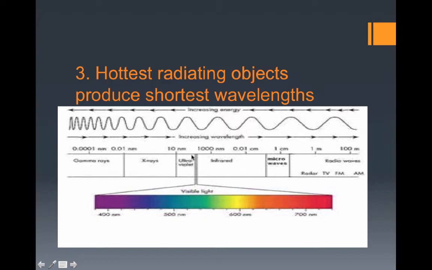Our ultraviolet light right here, which is a lot of what we get from the sun, has a shorter wavelength than radio waves, microwaves, infrared waves, which is what bees see in. So the hotter our object is radiated, the more squished or shorter our wavelength would be. As we move up this scale in the electromagnetic spectrum, our shorter wavelengths are also more damaging.